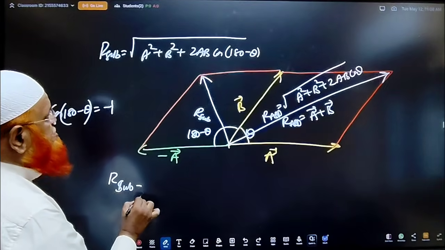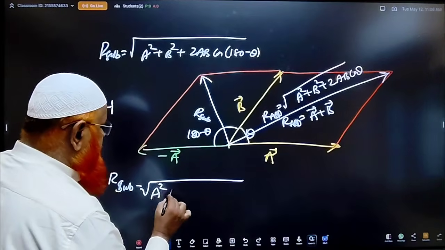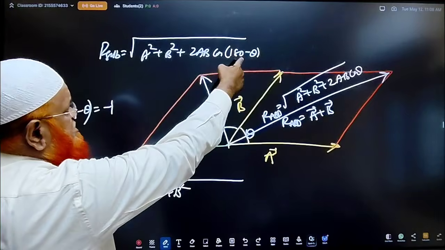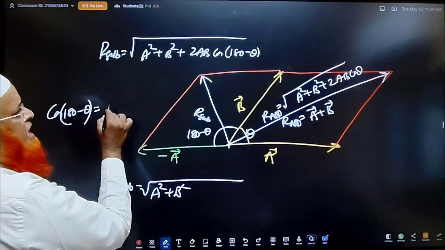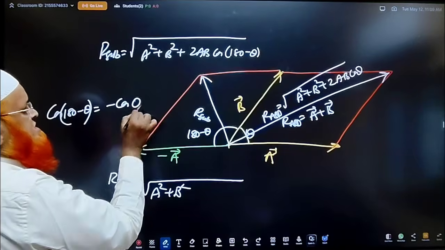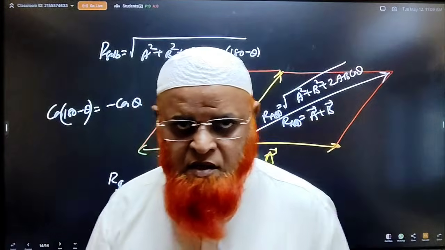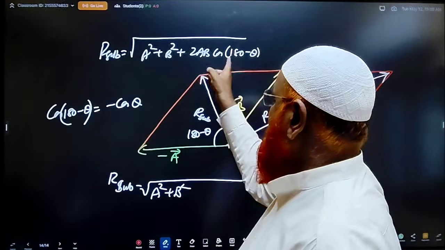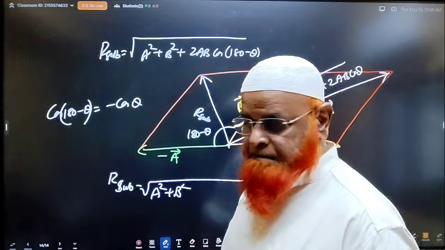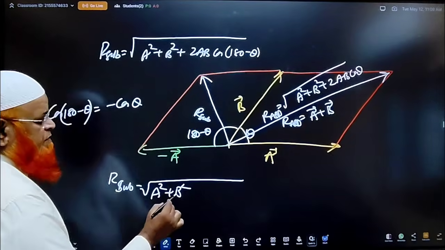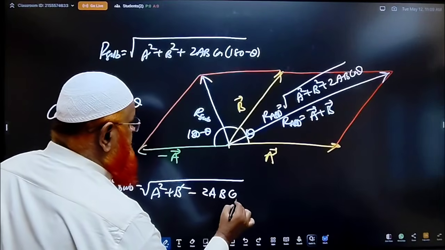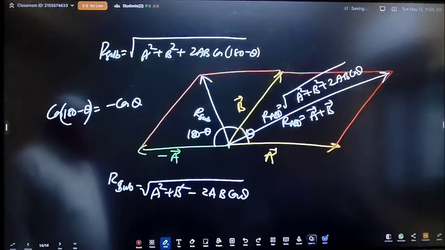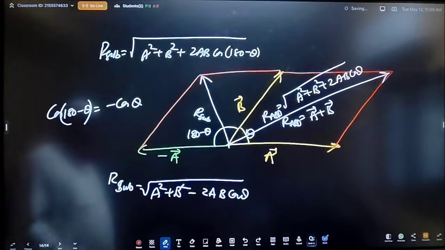R for subtraction is going to be the square root of A square plus B square. Cos 180 minus theta is going to be minus cos theta. Understood? Cos 180 minus theta is minus cos theta, right? Then what do you get? A square plus B square minus 2AB cos theta. Understood? Minus 2AB cos theta.